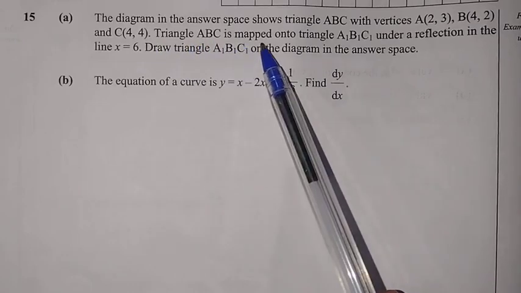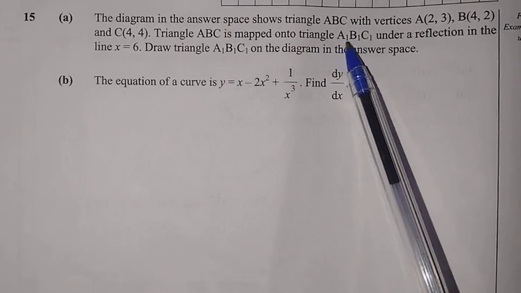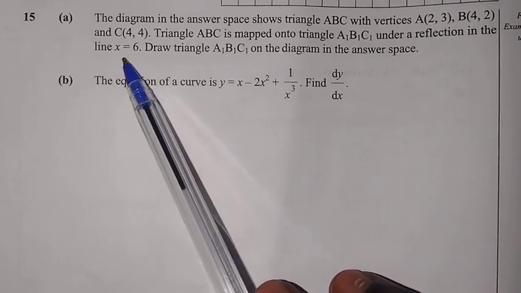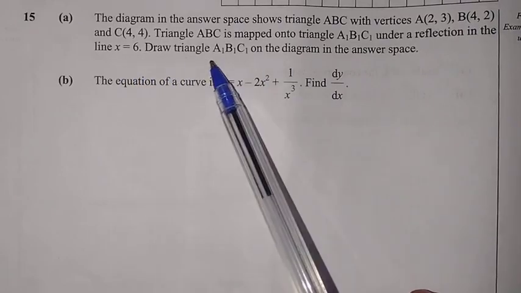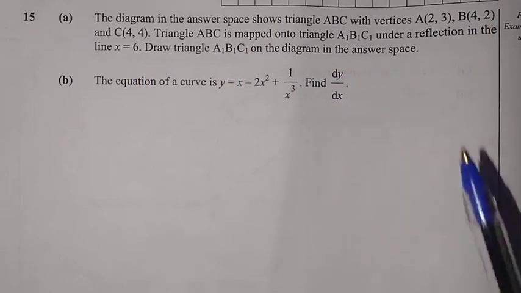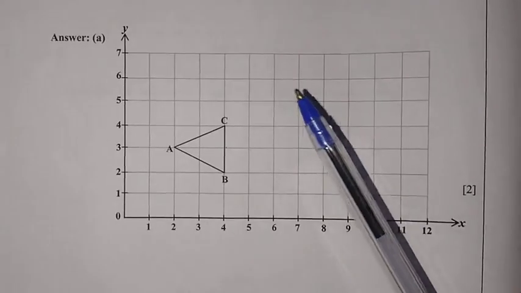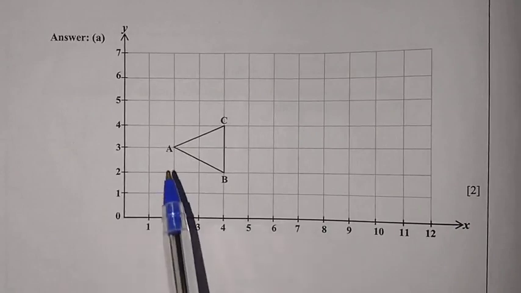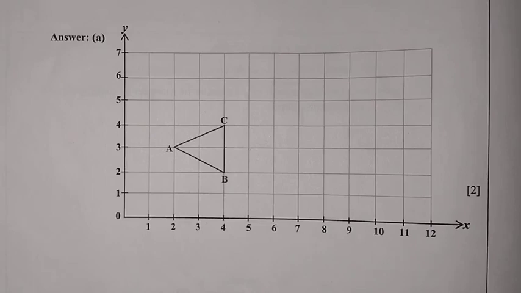Triangle ABC is mapped onto triangle A1, B1, C1 under a reflection in the line x equals 6. Draw triangle A1, B1, C1 on the diagram in the answer space. So this is what they are talking about here. They have told us that triangle ABC is being mapped onto triangle A1, B1, and C1 under a reflection in the line x equals 6.